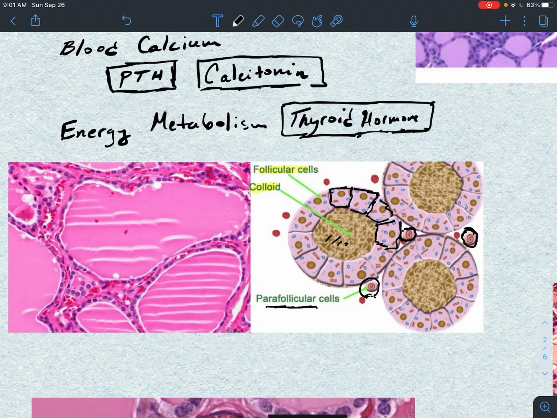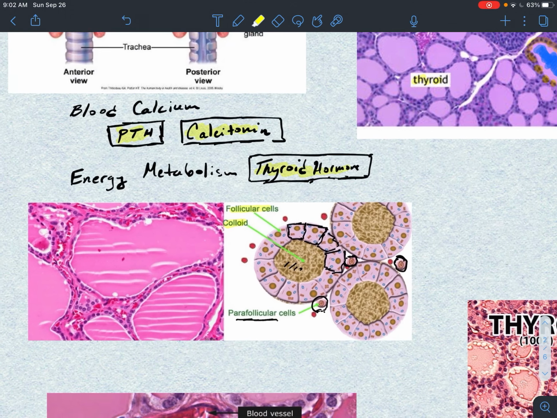So let's try to figure out, because we mentioned that we have these hormones. We've got PTH, or parathyroid hormone, that we have to know where it's coming from. We've got calcitonin. We want to know where calcitonin is coming from. And we have thyroid hormone, and we want to know where thyroid hormone is coming from, right?